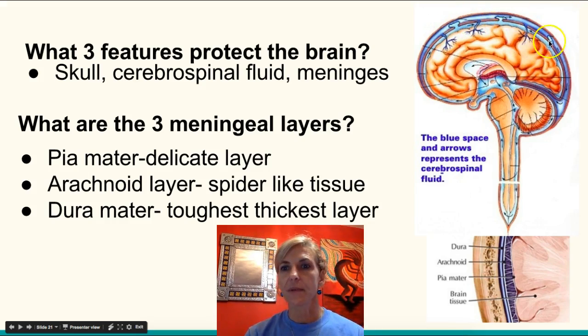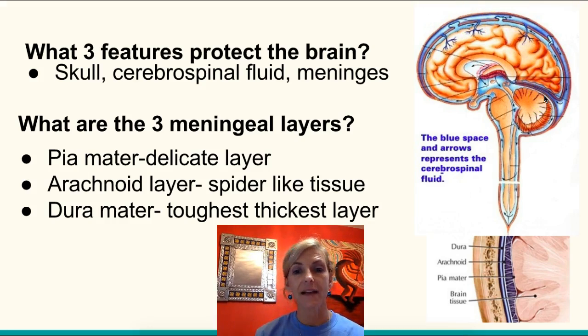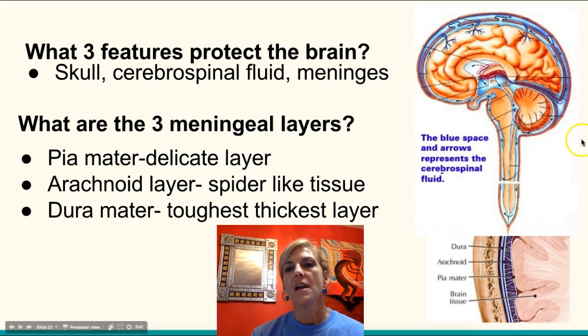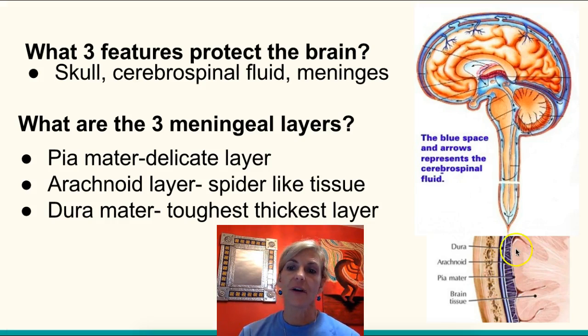You have the cerebrospinal fluid, which is a shock absorber for the most part. And then you have the three meninges, and that's the next question. So the dura mater, which means tough mother, and the arachnoid, which is spider-like, so you can see those fibers, and then pia, which is delicate. Those are your three meninges.